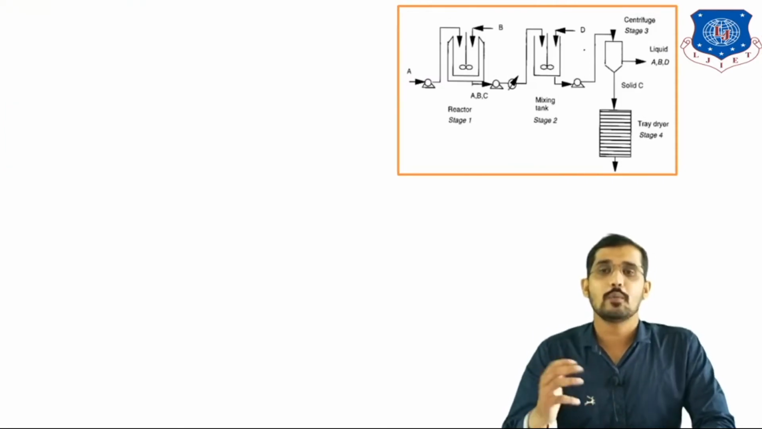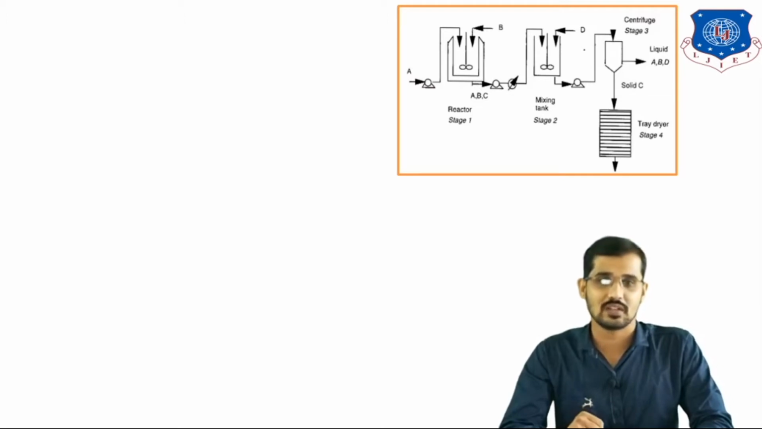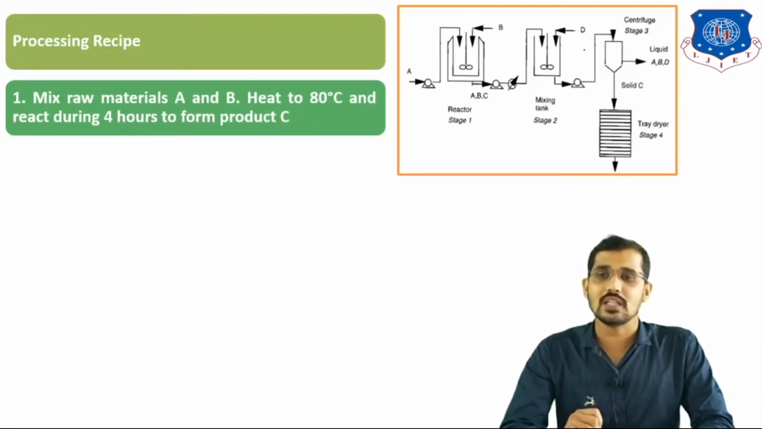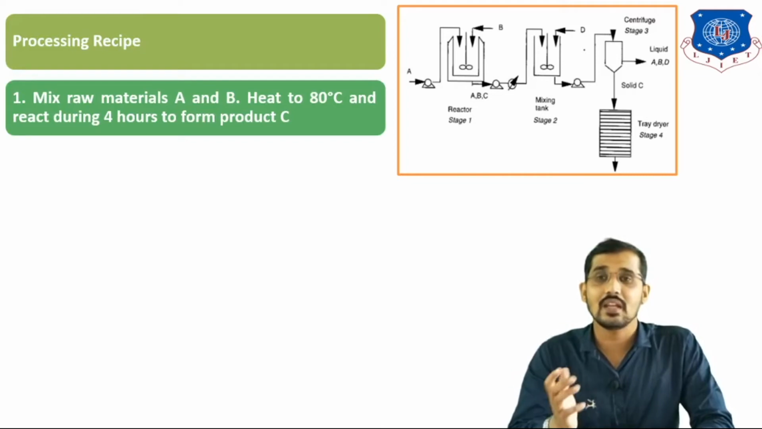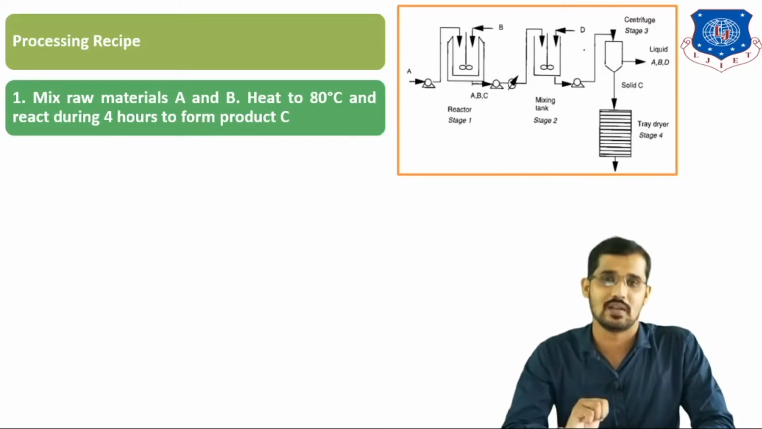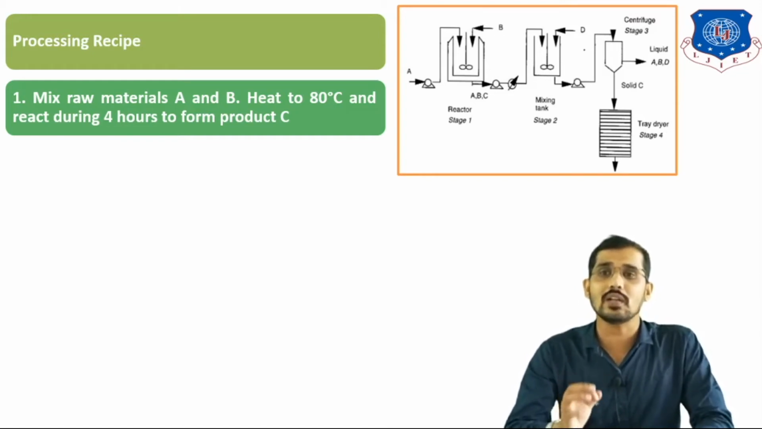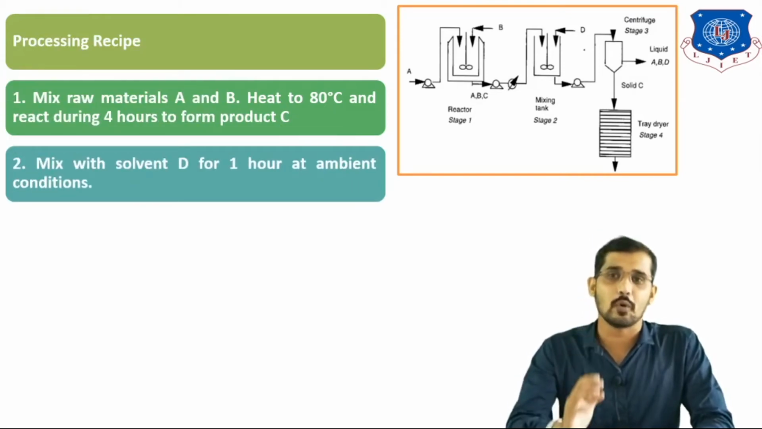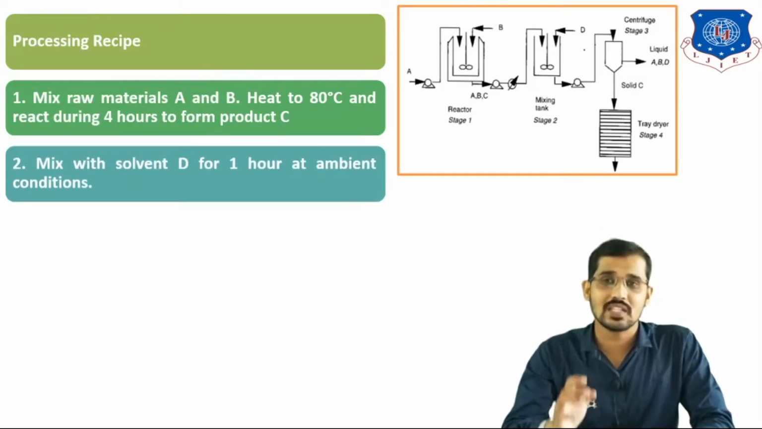Now we will see the processing recipe, or procedure, for manufacturing of a single product. According to the procedure, the first point is to mix the raw materials, that is component A and B, in the reactor. After that, heat that reaction mixture up to 80 degrees Celsius for 4 hours to produce component C, that is nothing but the product of A plus B. After that, transfer that product to the mixing tank for the mixing purpose.